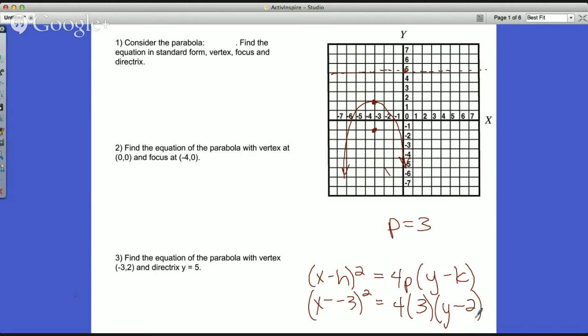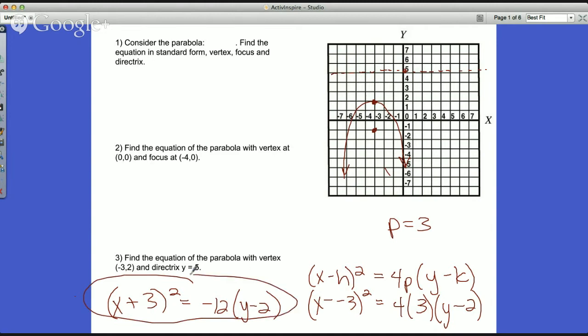I would simplify it and quite finish up, but it'd be x plus 3 squared equals, what would it be here? What would be the P? -12. Yeah, it'd be -12, once I multiply by the P, and then y minus 2. And what I do is I'd keep it just like that, and I'm going to allow you to keep it that way for the test.